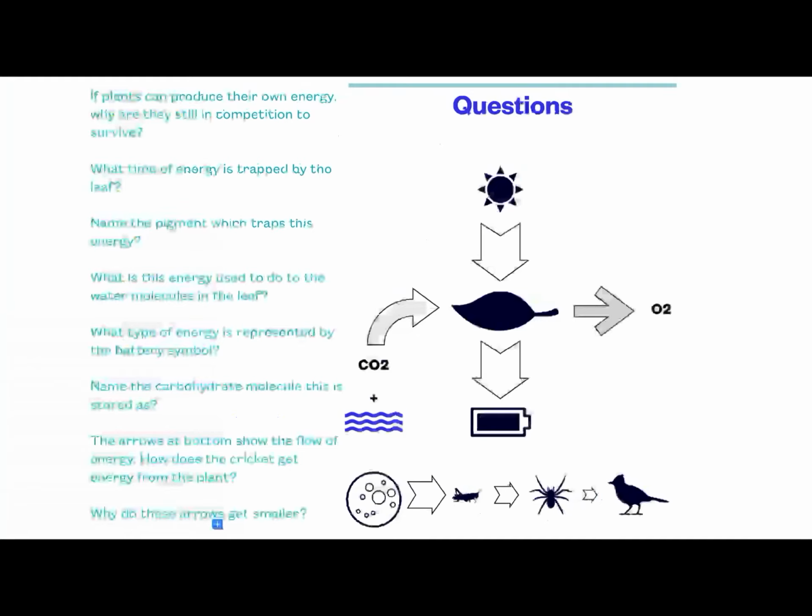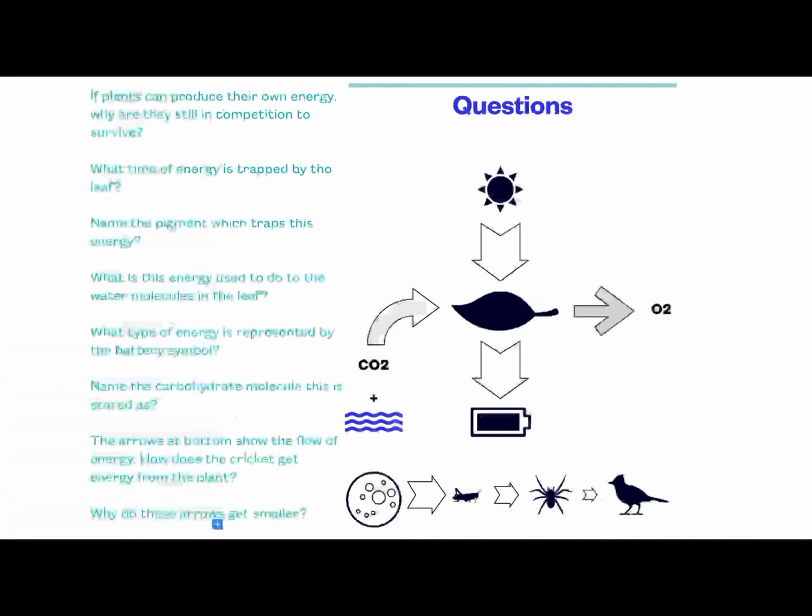Name the pigment which traps this energy. Pause the video. And hopefully you've done the answer yourself before I answer it. Inside the chloroplast, the pigment is called chlorophyll. Okay? What is this energy used to do to the water molecules in the leaf? The water is split into hydrogen and oxygen. What type of energy is represented by the battery symbol? Chemical energy.